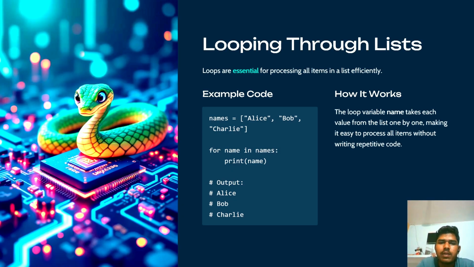Looping through lists. Loops are essential for processing all items in a list efficiently. So how does it work? The loop variable name takes each value from the list one by one, making it easy to process all items without writing repetitive code. So the example is like names is equal to Alice, Bob, Charlie. For name in names, print name. Then we get the output Alice, Bob, Charlie.